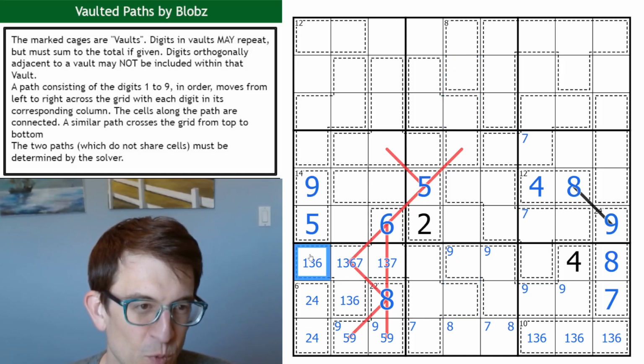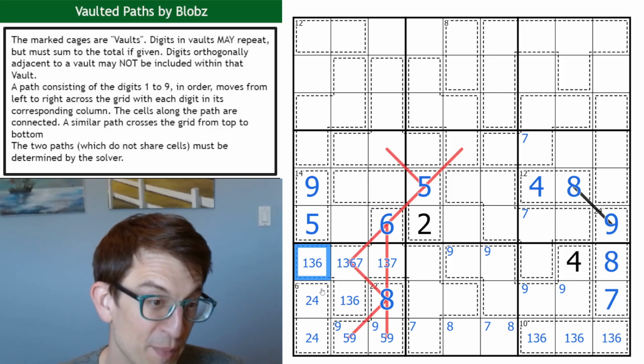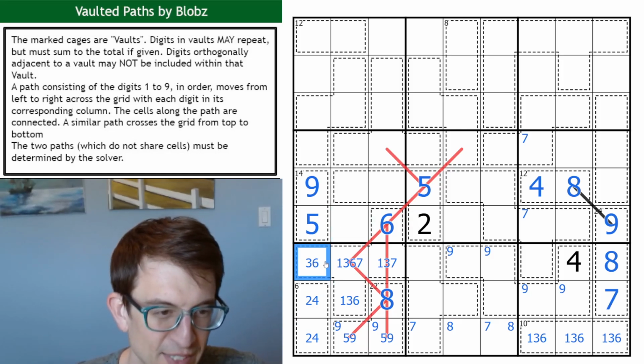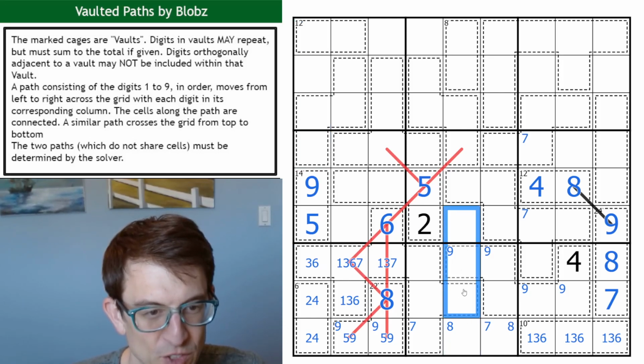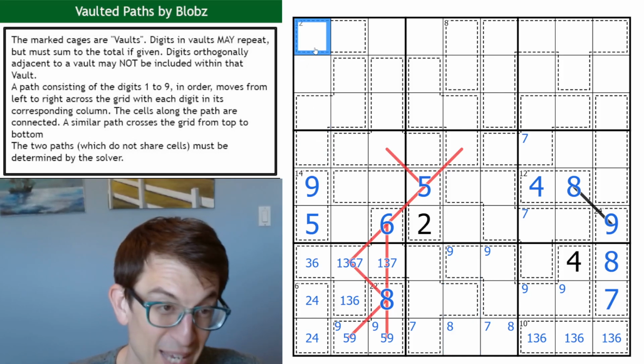Like, could this be the 1? No, this can't be 1 because where would we get 2? 2 is blocked here, and 2 in the cage is in the box below. So that's not my 1. So my 1 actually starts up here, I think, which is going to exclude possibilities down here. So where 1 can't be, well, it can't be here.